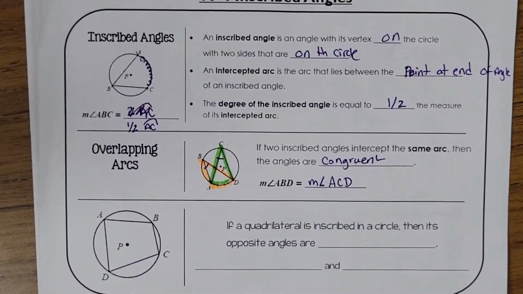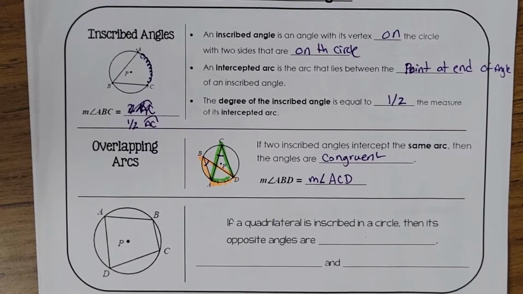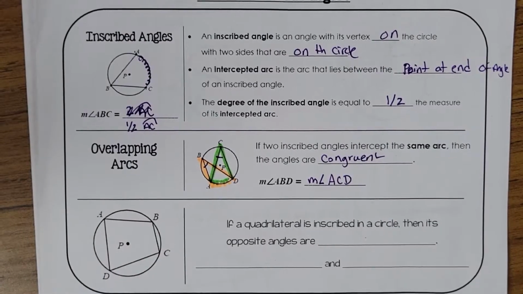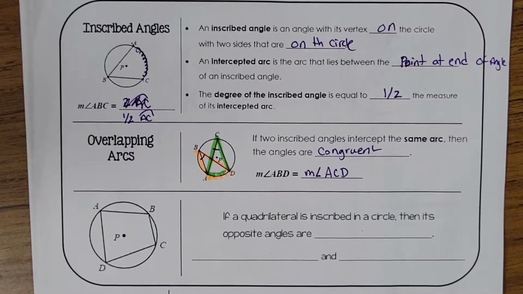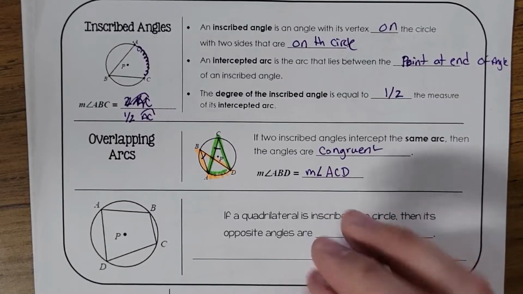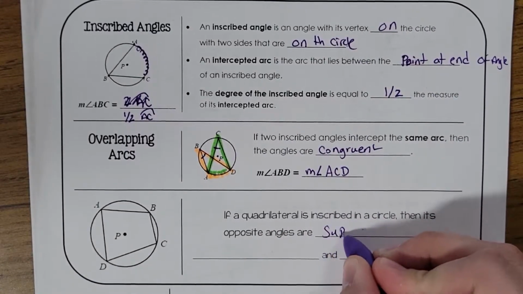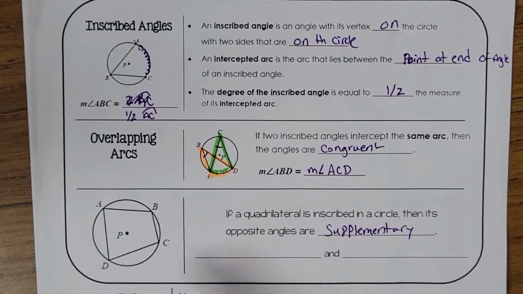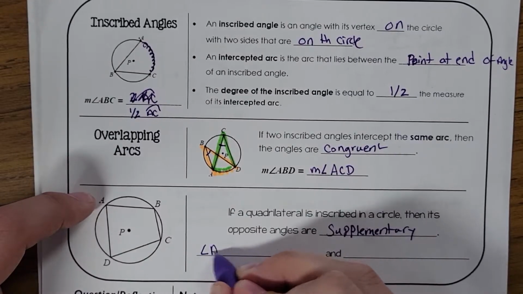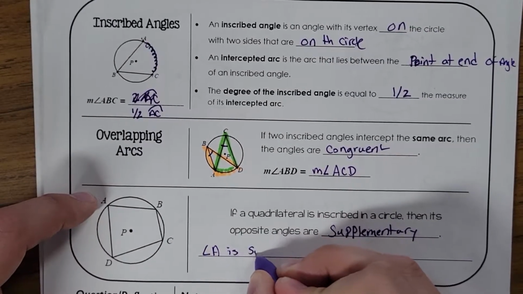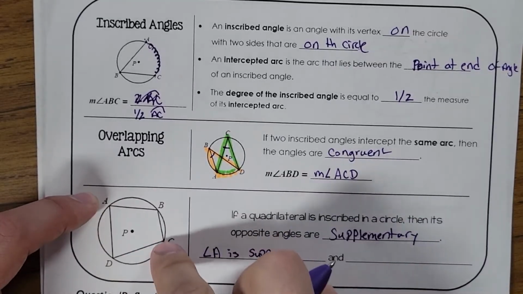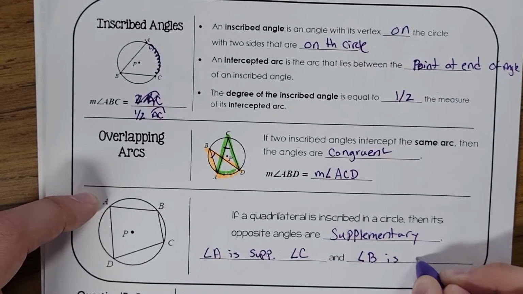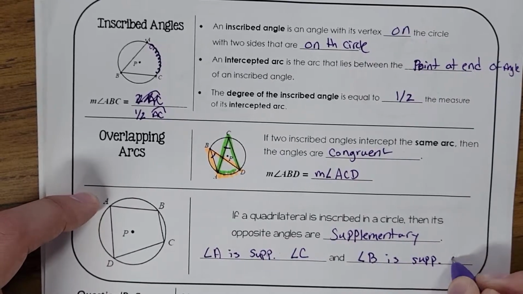One other important thing that comes from inscribed angles is that whenever you see a quadrilateral inside of a circle, inscribed in a circle with all 4 points of the quadrilateral as points on the circle, what ends up happening is that the opposite angles are going to be supplementary to each other. So in this one, we're going to say that angle A is supplementary to its opposite angle, which is angle C. And likewise, angle B is supplementary to angle D.